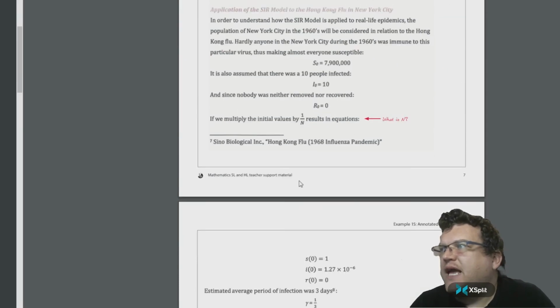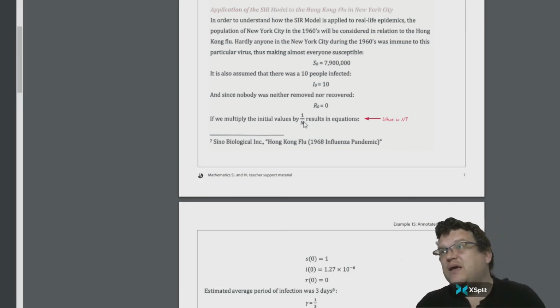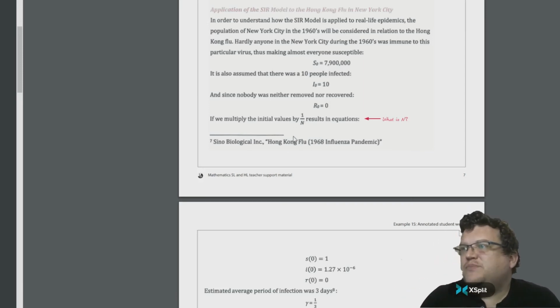again, more personal engagement being pointed out there. This is the kind of thing that really is going to end up costing you. Sometimes the marker might penalise this in A, sometimes in B. We multiply the initial values by 1 over n. What's n? It's not been mentioned. Anything like that that jars you and takes you out of the flow of the essay is potentially going to be penalised in Criterion A.